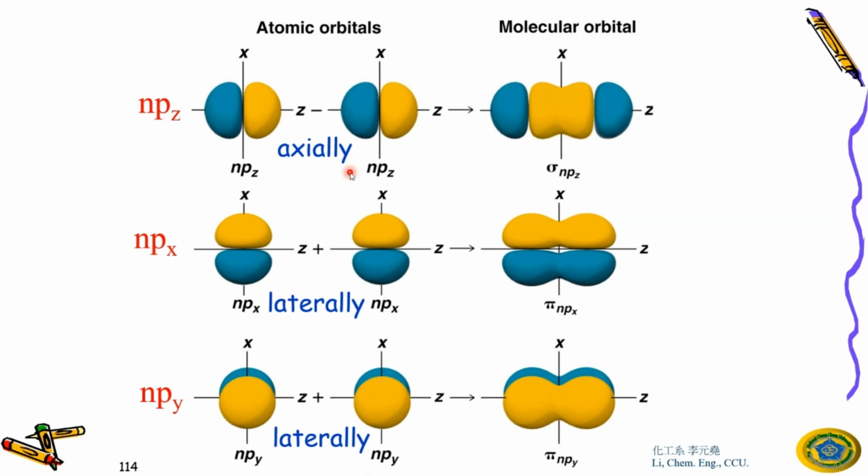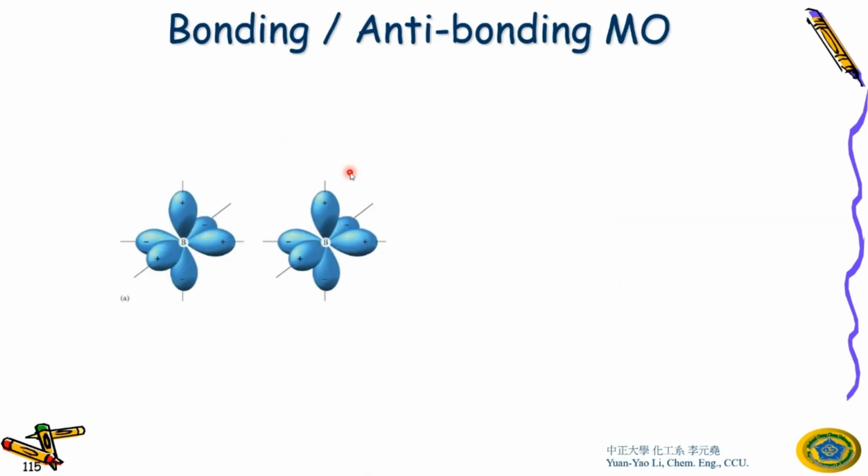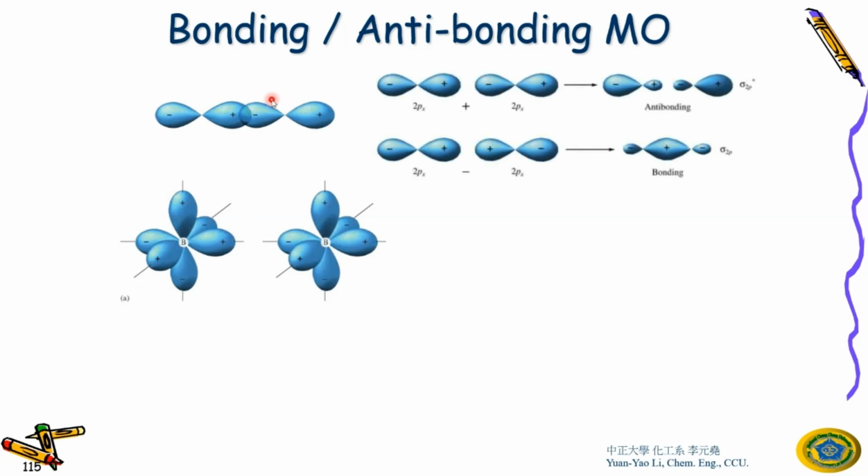Okay? And then you might think, Professor, just now we are talking about bonding molecular orbitals. How about the anti-bonding molecular orbital? This is bonding, right? Bonding, it looks like this. How about anti-bonding? Anti-bonding, it looks like this. It's plus minus, so it's called destructive interference. Destructive interference, it looks like this.